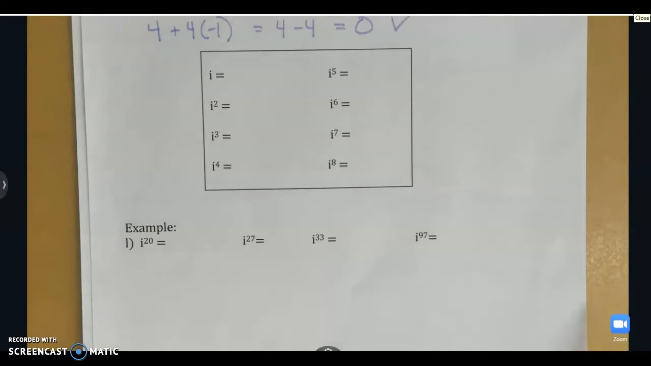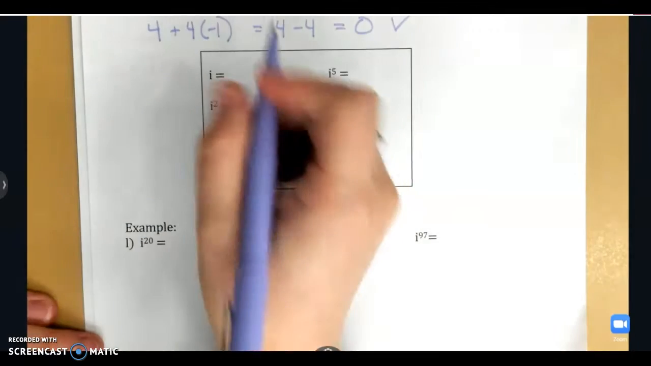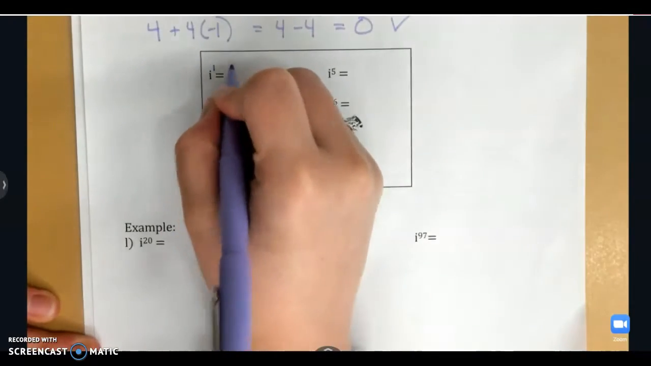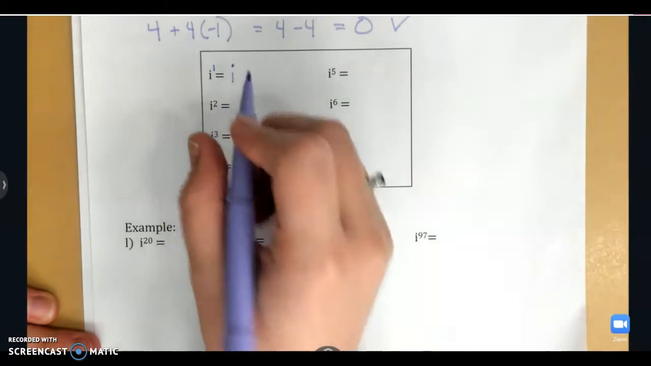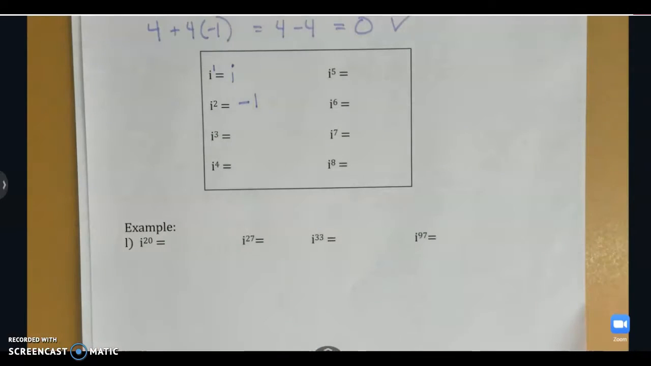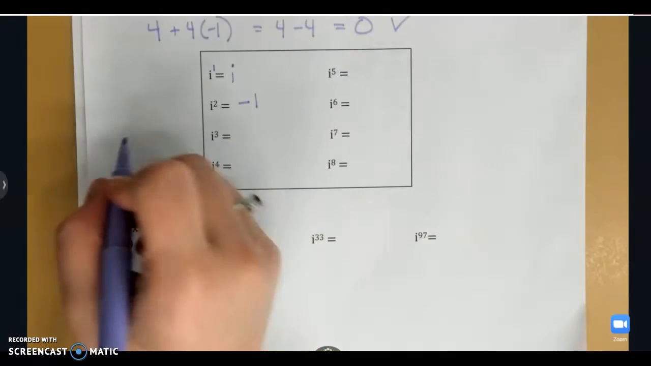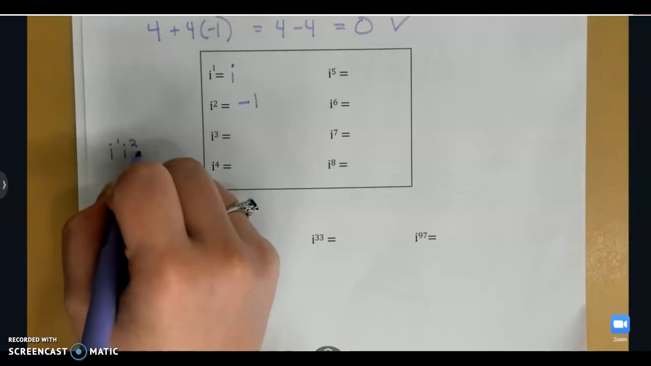Finishing up our complex numbers notes. So we know i, this is like i to the first power, is equal to i. And we've already established that i squared is -1. Now recall from your properties of exponents, your exponent rules: if I multiply like terms, I add their exponents.